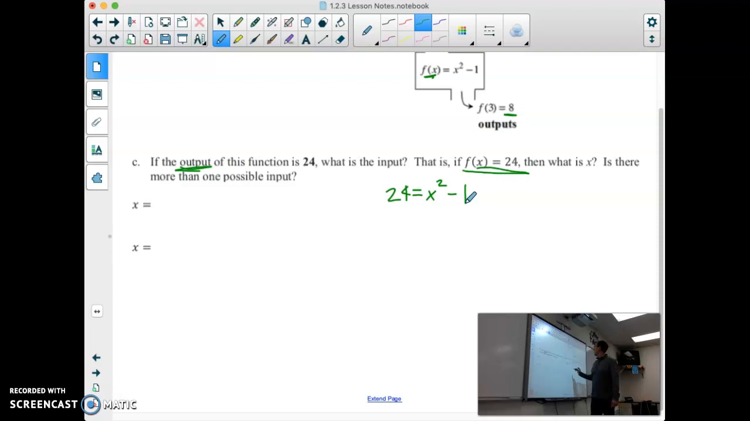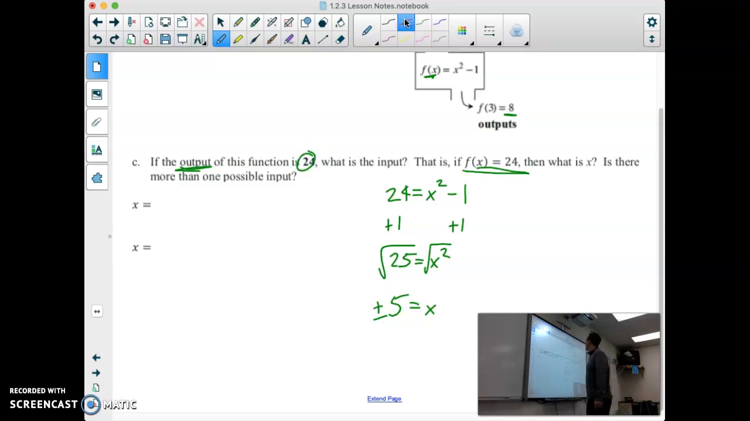So if we do a little algebra here, we can add 1 to both sides, so we get 25 equal to x squared. In order to get x by itself, we would have to take the square root of both sides. If we take the square root of 25, we would get 5, and that should be equal to x. But I think there should be one more answer than just 5, because if we take -5 and square it, can we also get 25? I think the answer is yes. So we would have to say plus or minus 5 here. So there's more than one possible input that's going to get us 24 for a result.